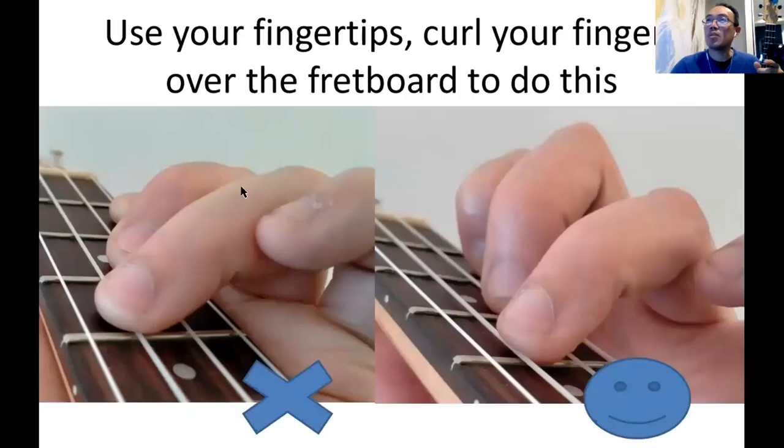Number one, use your fingertips. So this is not fingertips. On the left here, you want to curl your fingers over and use your fingertips. Curl over. And that's why you need to lower your wrist and move your wrist forward. Then it's easier to curl your fingers over the fretboard. So notice the angle is now vertical. You're hitting the fretboard vertically.